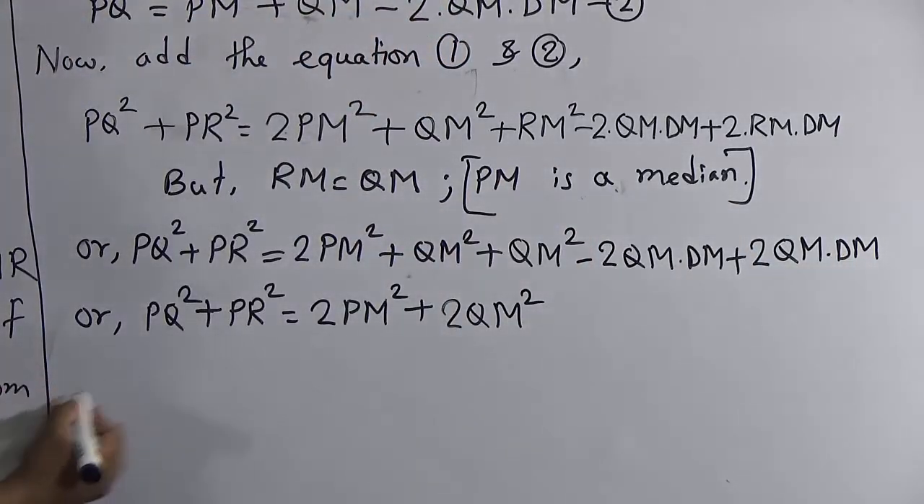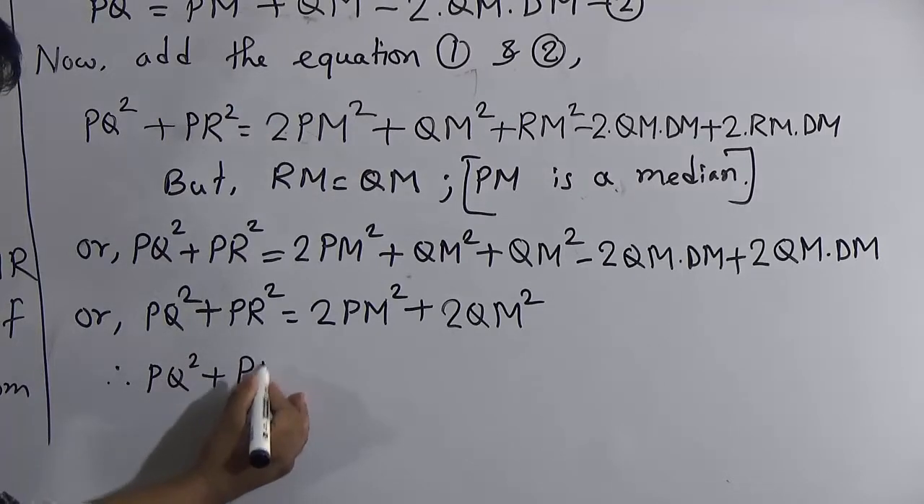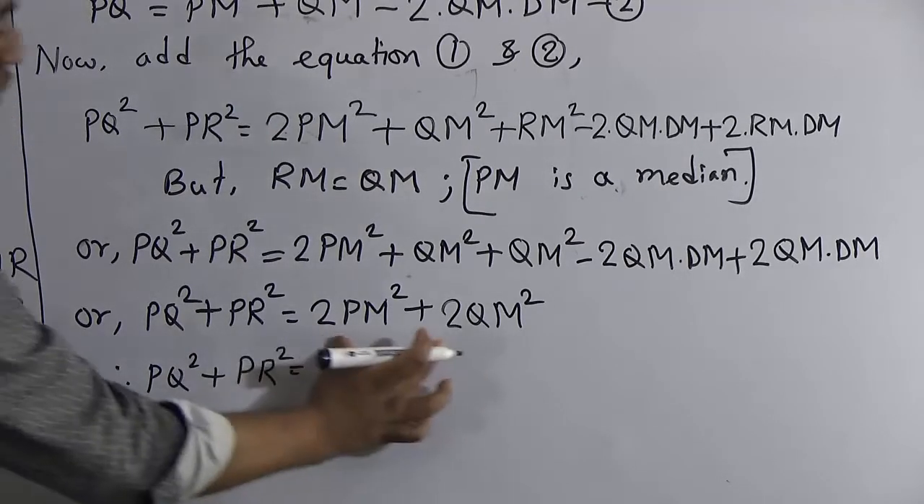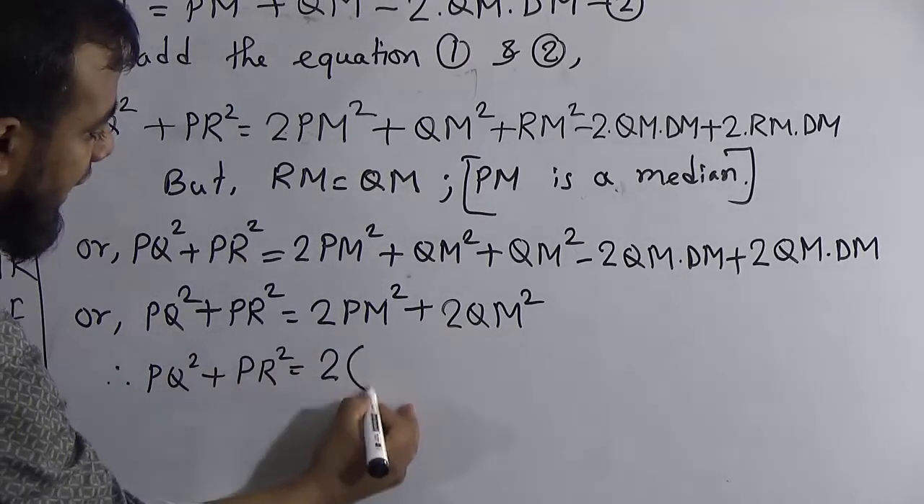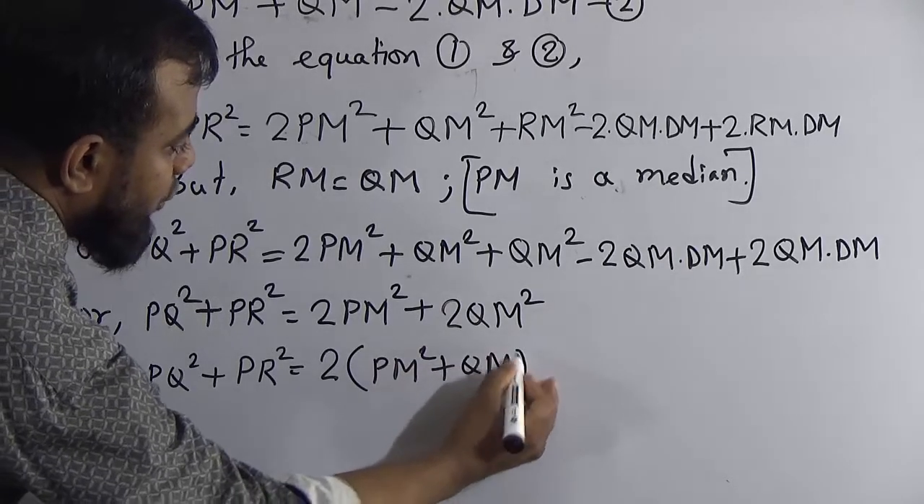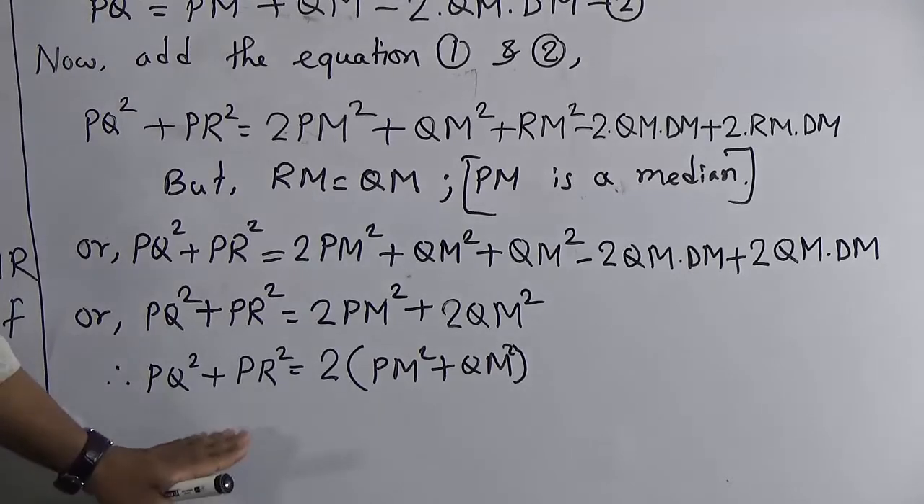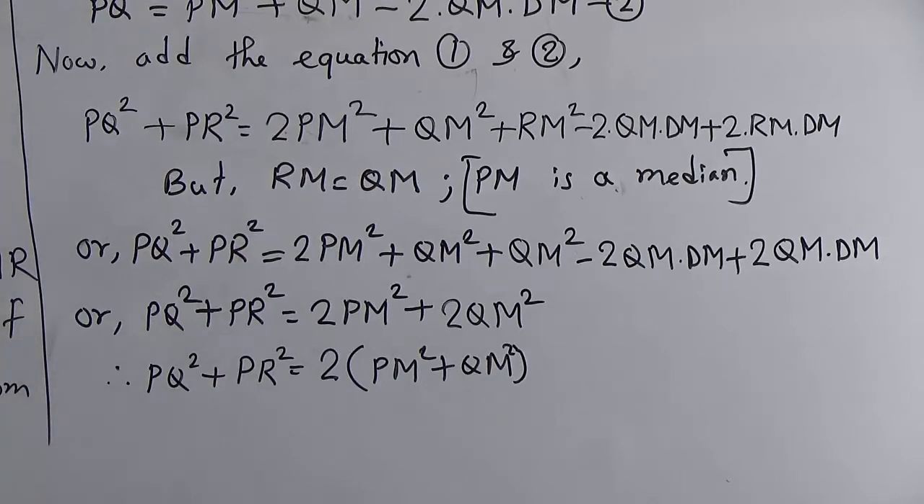Now we will have, therefore, PQ square plus PR square equal to, we can take 2 as common, 2 into PM square plus QM square. This is our required proof, my dear students. So we have got the proof of question number 2. I think you have understood. It was a very easy proof. It was the Apollonius theorem. We have also proved it in the first examination.